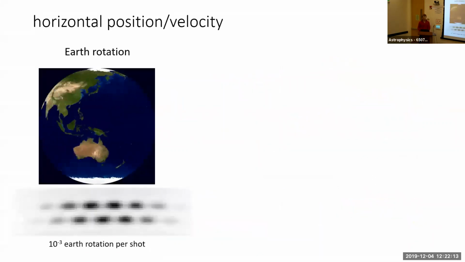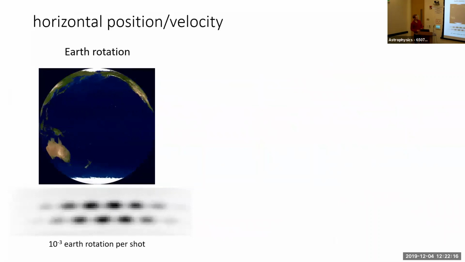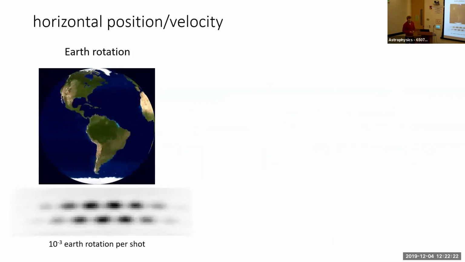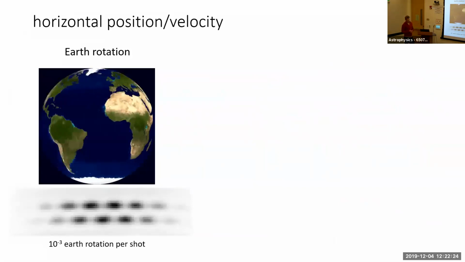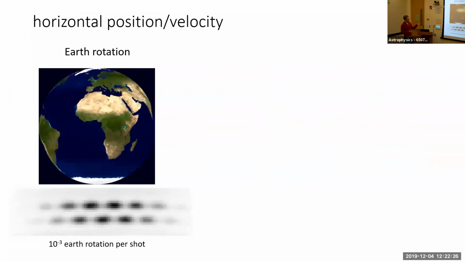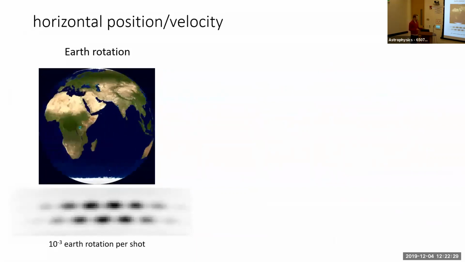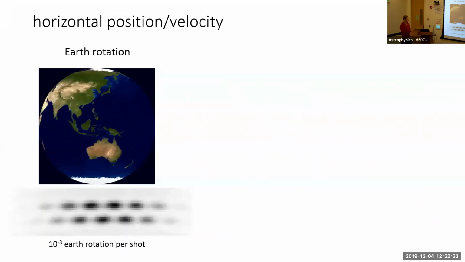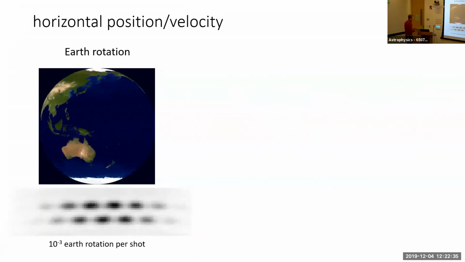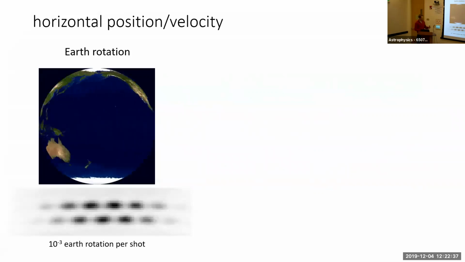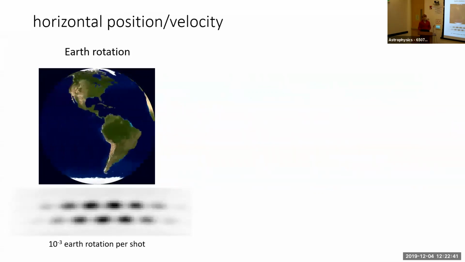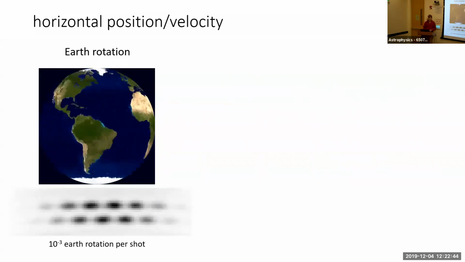Okay, so horizontal problems. One thing is obviously that the Earth rotates pretty fast. If you don't move the laser beams on your own, and just let gravity rotate them, you will see a picture like this. Here it's just one species, and you can see quite high frequency fringes across the cloud. With this kind of picture, we can determine the Earth rotation to a few times 10 to the minus 3.